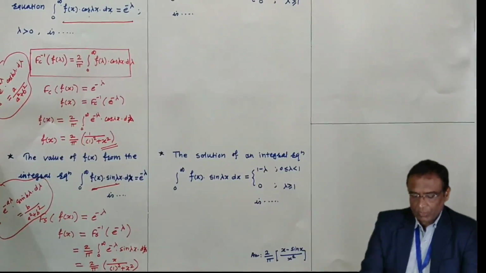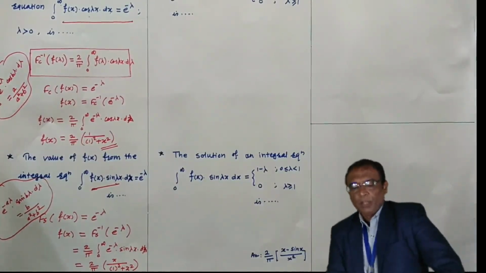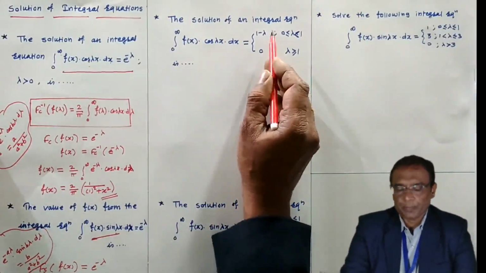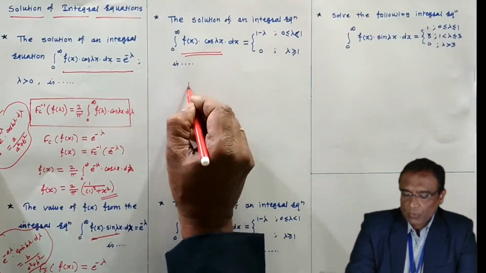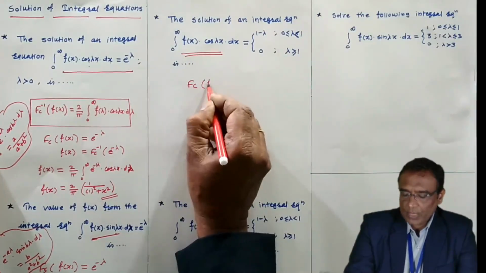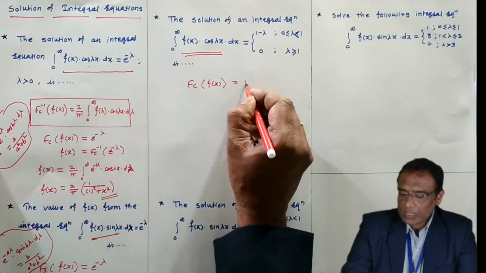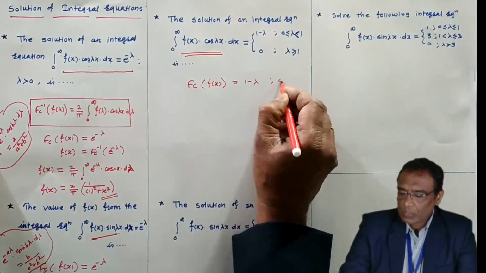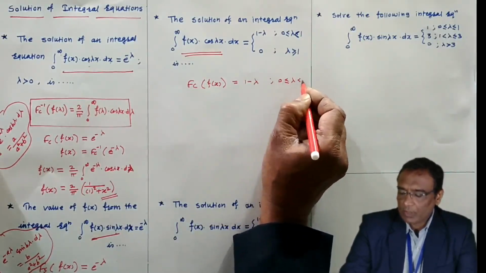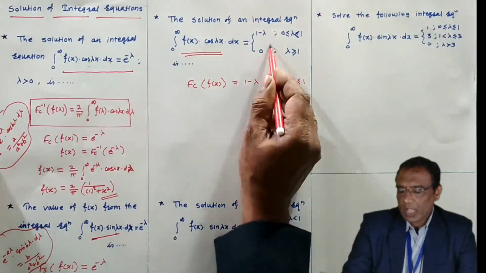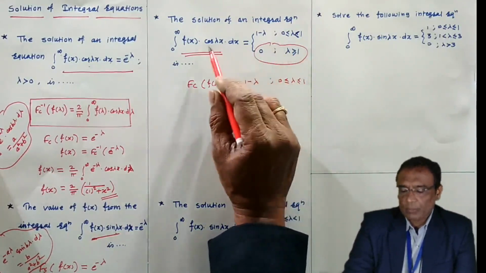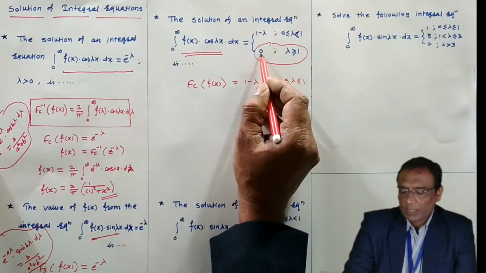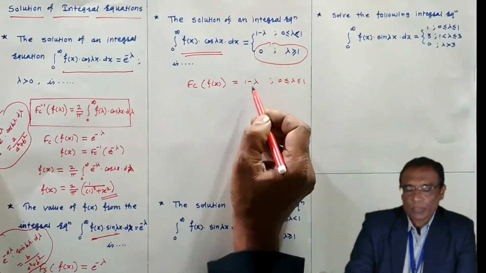So this is the value of f(x). Now the solution of an integral equation. Again, the value of f(x) I have to find. This can be written as the Fourier cosine transform of f(x). The right hand side is 1 minus lambda for 0 less than or equal to lambda less than 1. For lambda greater than or equal to 1, I have not written it because mathematically the value of this integral is going to become 0. Therefore, it will not play a role analytically. That's why I am not putting it there.